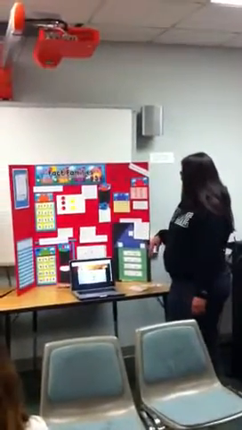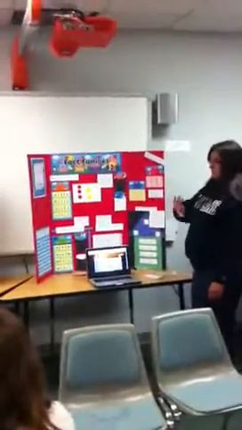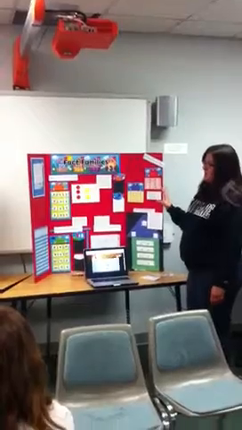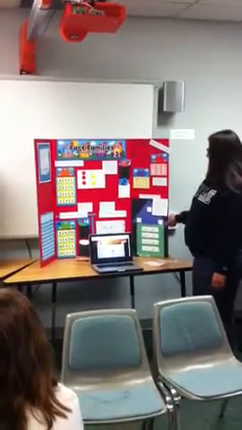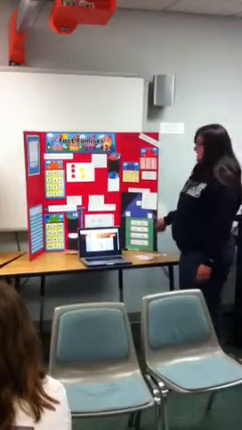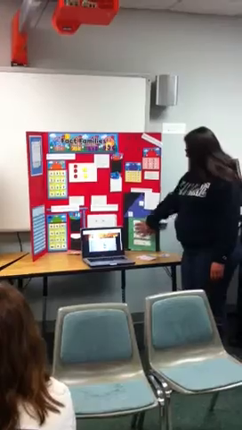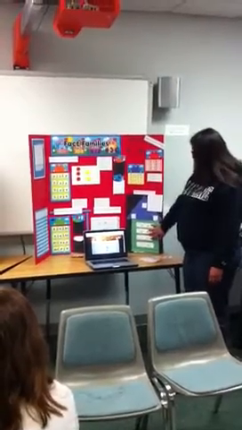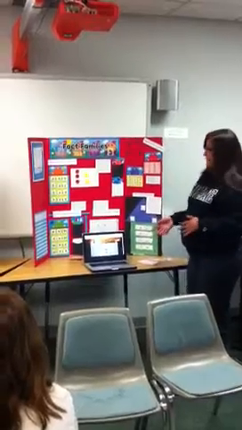And then for assessment, their fact family houses would be put up in the classroom to make a fact family neighborhood. And the students would have to share with the class and explain what their fact family is and how they place the correct numbers in the boxes. And then that would show the teacher if they understood.